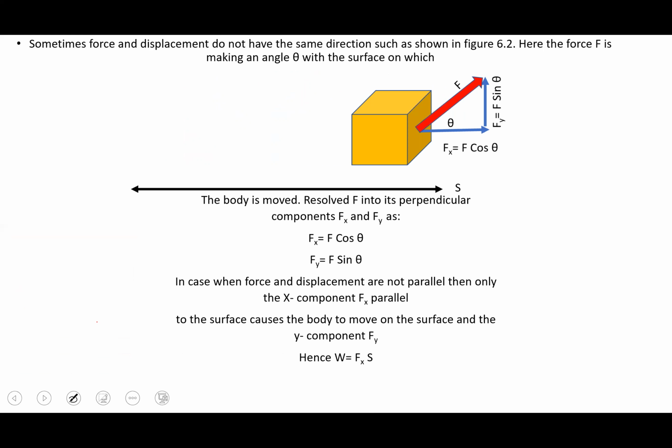In the case when force and displacement are not parallel, only the x component Fx, which is parallel to the surface, causes the body to move on the surface, and the y component is not taken. Hence, W is equal to Fx into S, with the component value taken from here. So W, that means work done, will be equal to F cos theta into S. So we can simply write it as W is equal to F S cos theta.